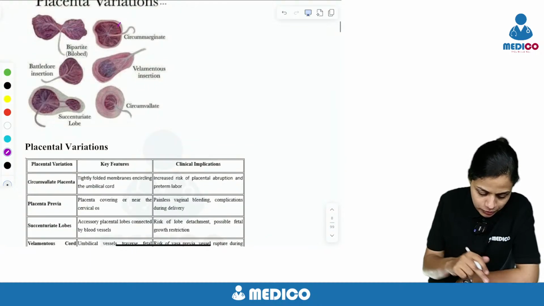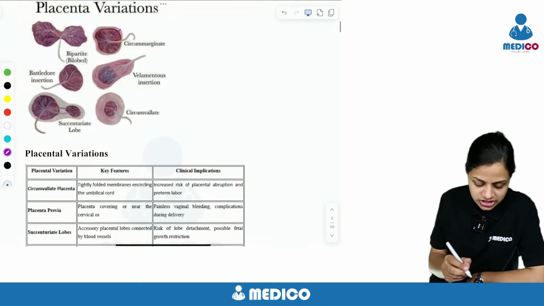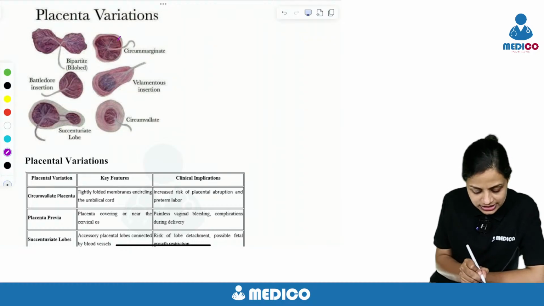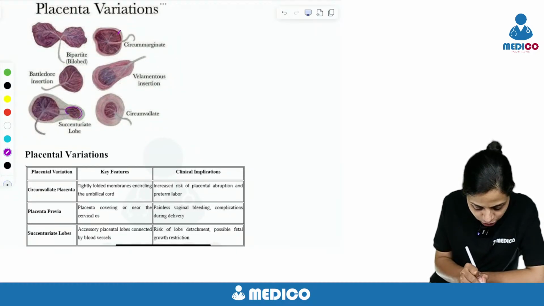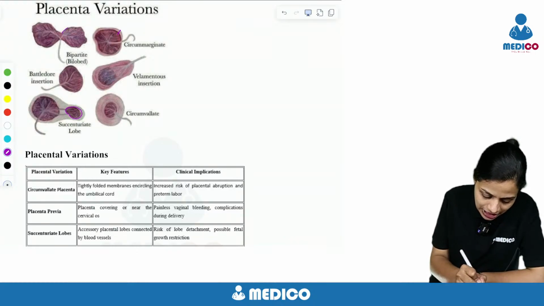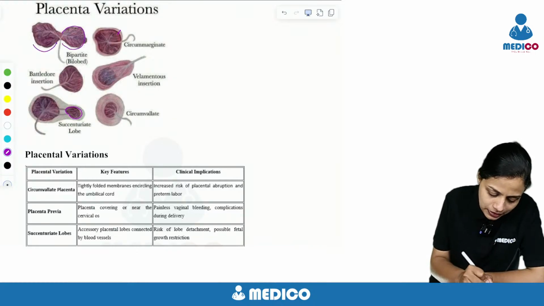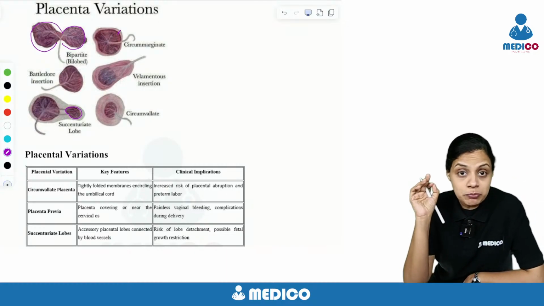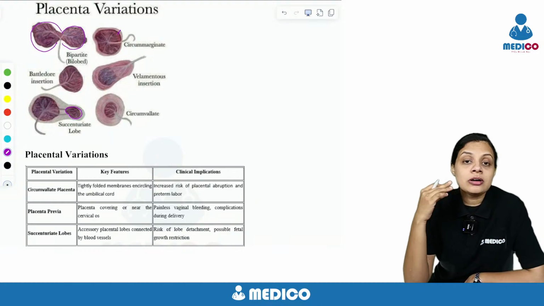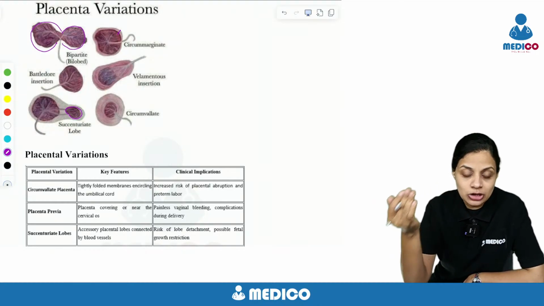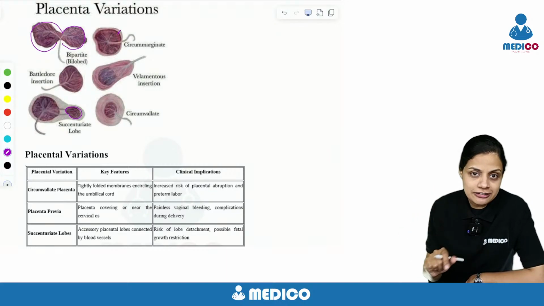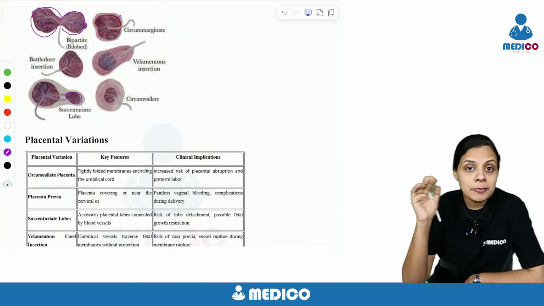Look at this here. You've got several other placental variations. You've got something called a succenturiate lobe. What is it that you see? There is a smaller lobe of placenta. If the lobes are more or less the same size, you'll have a bilobed or a bipartite placenta. In both these cases, you can expect the placenta or the succenturiate lobe or the accessory lobe to be retained within the uterus if you have not identified this in a prior scan.